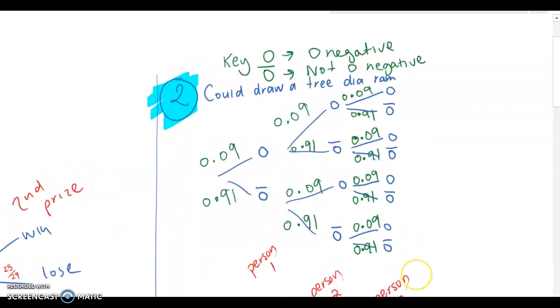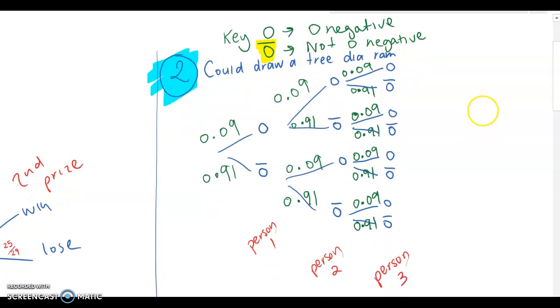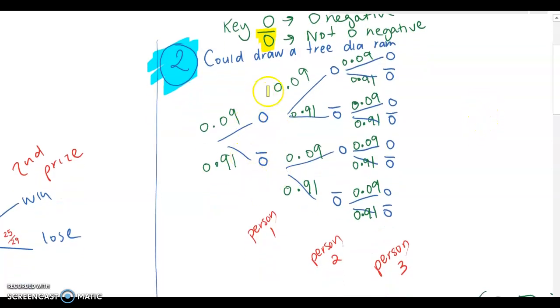Now, what I've done is I have used a little key so that you can see what I have done. I've used O to represent people with O negative, and I put an O with a little line over the top, so the complement of O, to mean people that are not O negative. Okay, so we're looking at 3 different people. So each of the vertical parts of our tree are our people. So person 1 is shown here, person 2, and person 3.